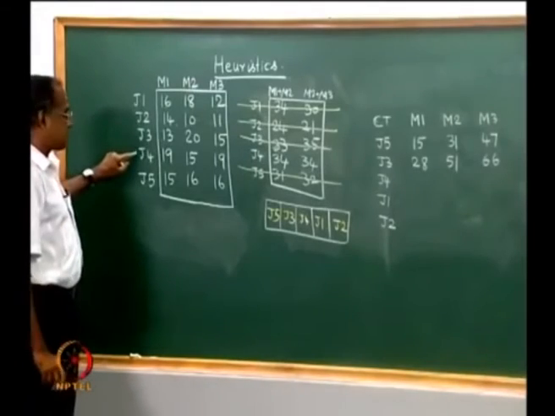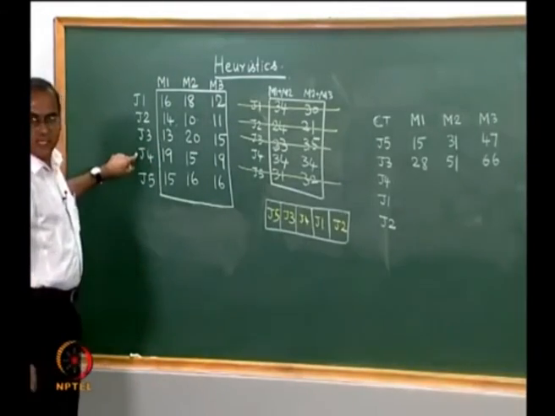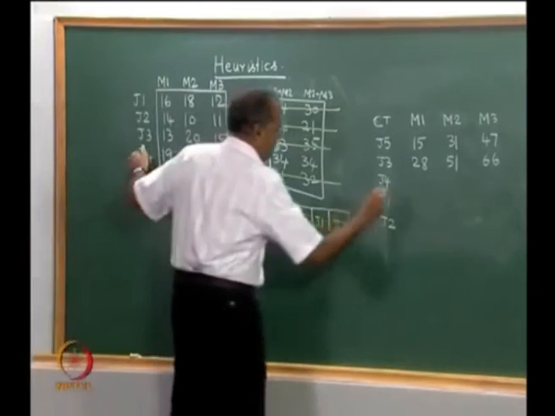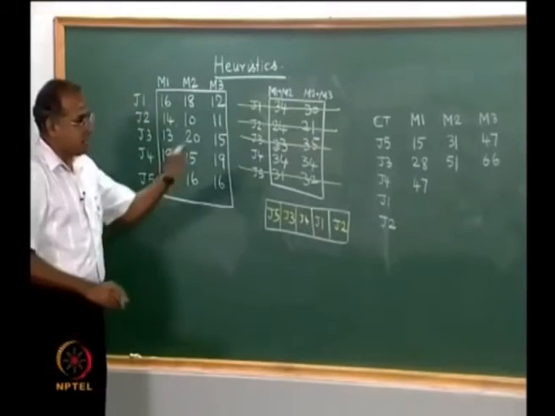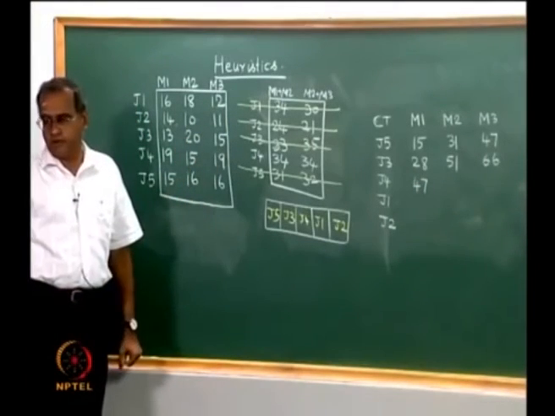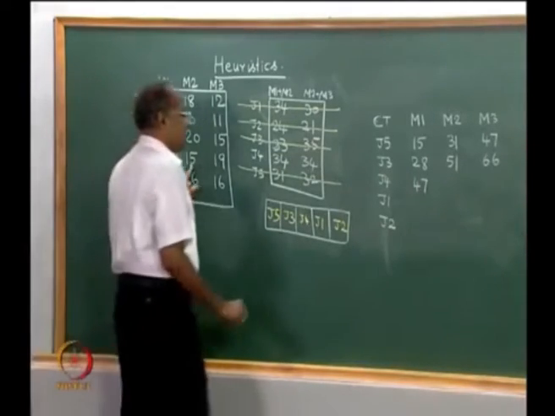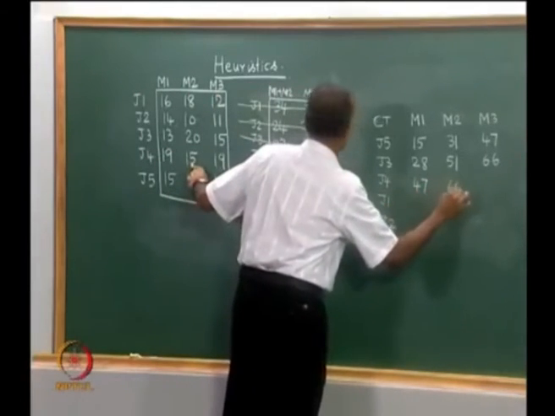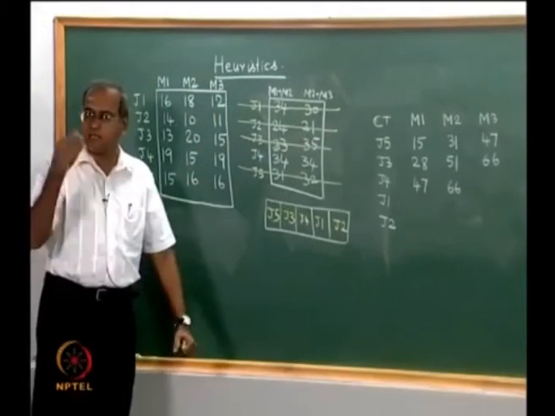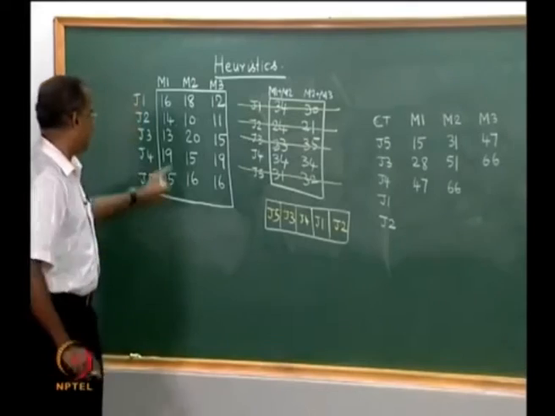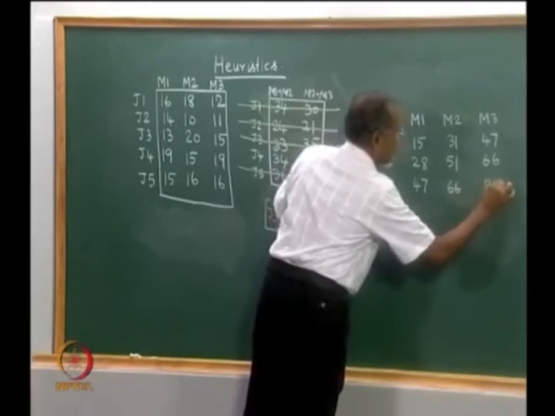Now, J4 comes third, M1 is available at 28, so starts at 28, finishes at 28 plus 19, which is 47, waits till 51 for M2 to be free, goes to M2 at 51, takes another 15 and finishes at 66. Now, exactly at 66 M3 is free, so it takes M3 and then takes another 19 and finishes at 85.